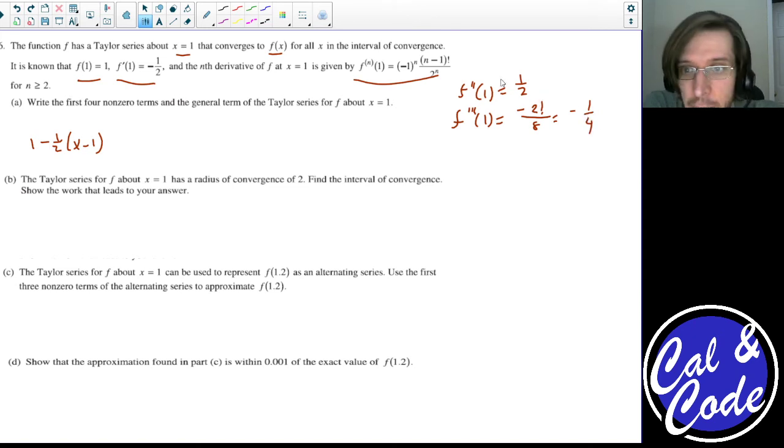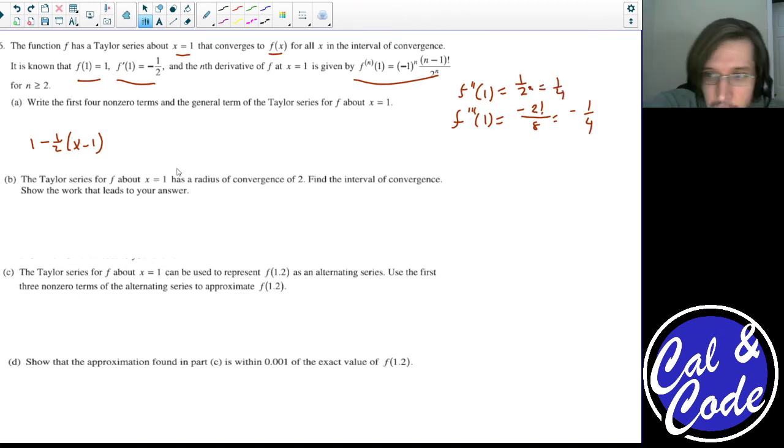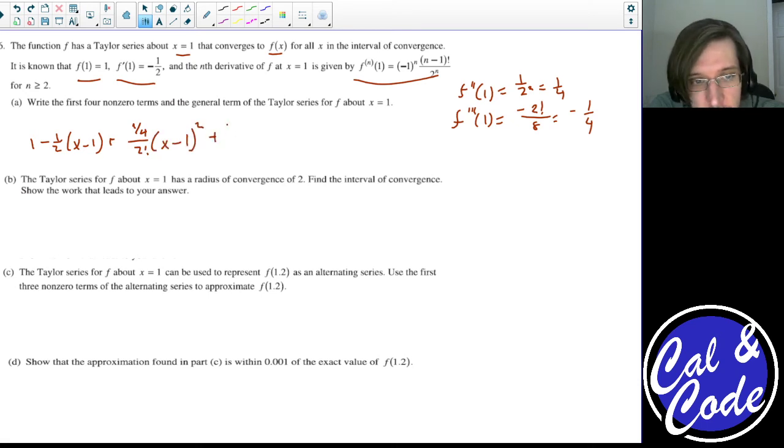Oh wait, I might have made a mistake here. I did. I forgot to square the 2, so it's 1/4. Okay, so I have 1/4 over 2 factorial times x minus 1 squared, plus negative 1/4 over 3 factorial times x minus 1 cubed, plus dot dot dot.